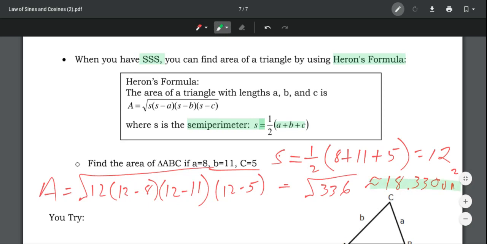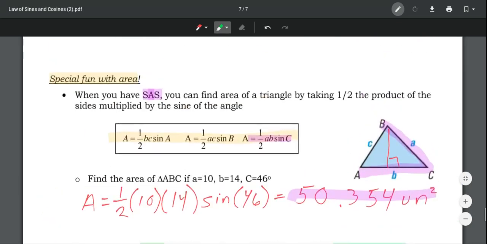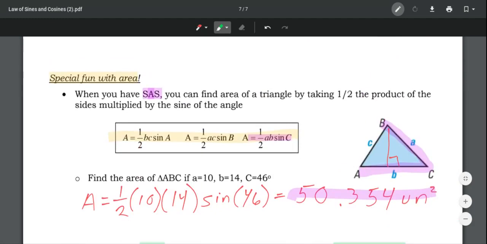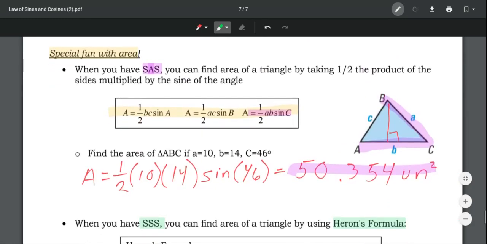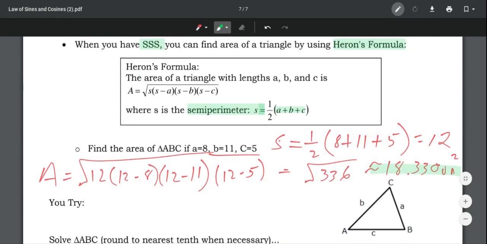And again, we can only use this area formula, Heron's formula, if we're given SSS. So the only two cases where we're going to utilize area formulas is if we have SAS, we're going to use our formulas up here, the three choices. And if we are given SSS, we are going to use Heron's formula. All right, guys? Those are the only cases in which we will be calculating the area of an oblique triangle.